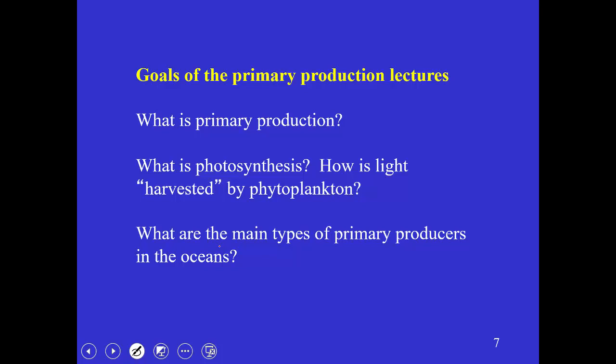We've hit all these other questions. You should know already what primary production actually is. That's pretty easy. We talked last Thursday about how light is harvested by primary producers, by phytoplankton that is, by the different accessory pigments and to a lesser extent chlorophyll A. You should know already the different types of primary producers in the oceans, the diatoms and coccolithophores and so on. And now we're going to talk about what controls rates of primary production.